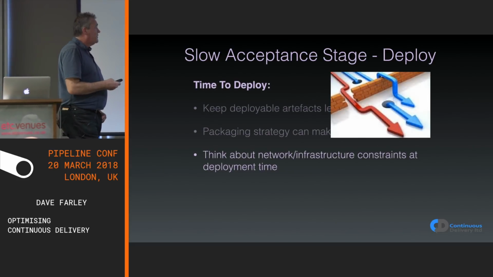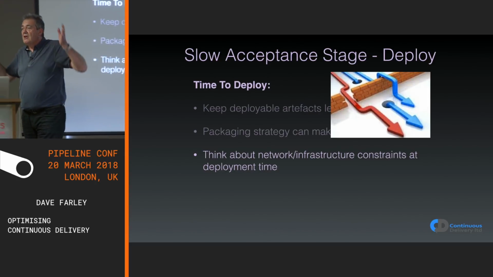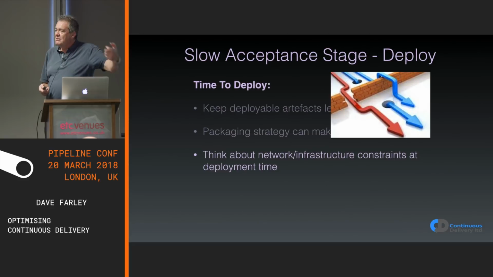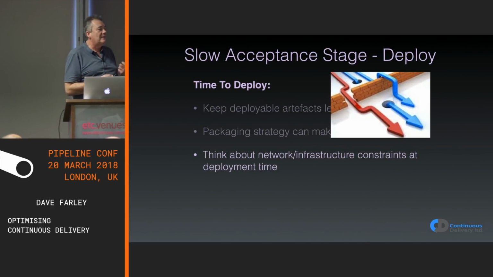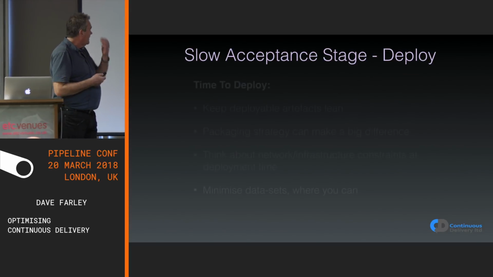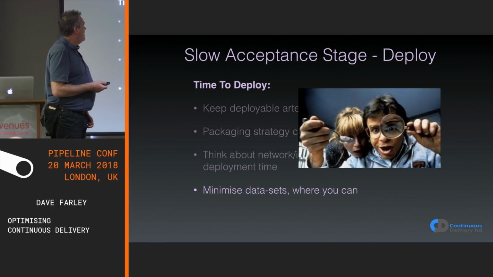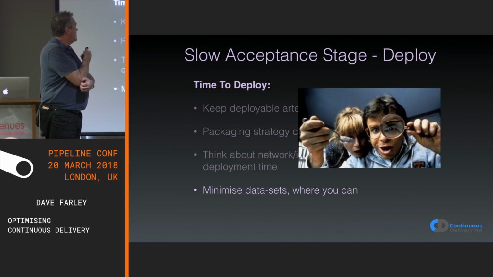Think about the network infrastructure and constraints at deployment time. Just how much data have you got to ship around? What are the theoretical limits? What does that mean about what's possible and what's not? And think about caching strategies and so on to work around it if it's going to get in the way. Minimize data sets wherever you can. Try and keep the scale of the system small.